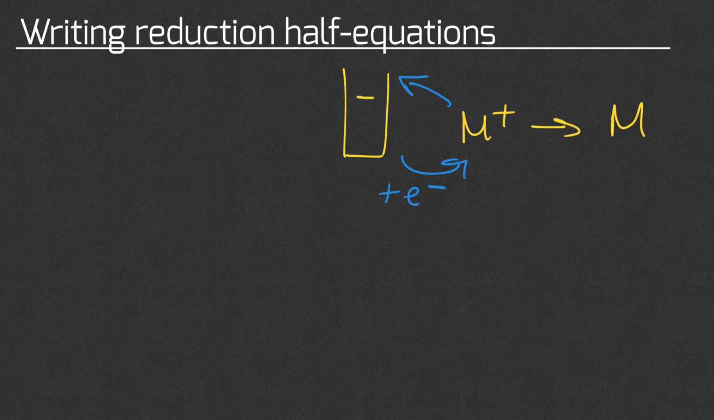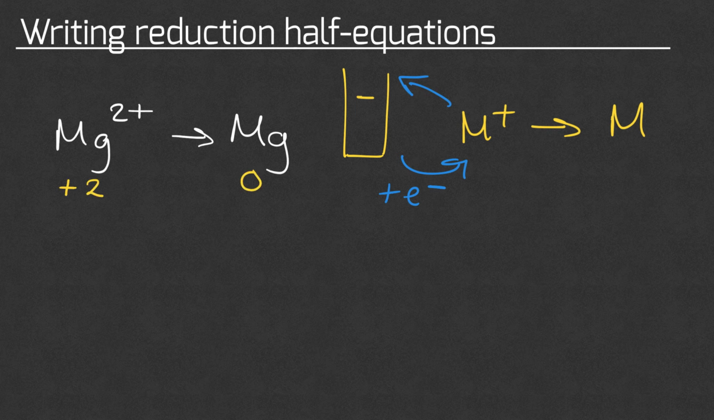We're now going to look at how we could write a half equation to show what's happening in this reduction process. Now a half equation is part of a whole equation. What a half equation does is it shows you the ions and the electrons. So a half equation shows whether you're gaining electrons or losing electrons. So for example, let's say our metal is magnesium 2+, and we're turning it into magnesium.